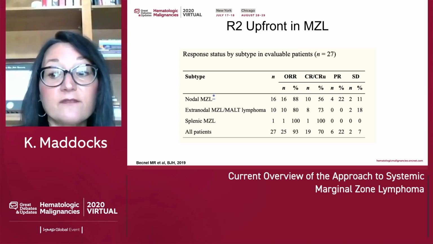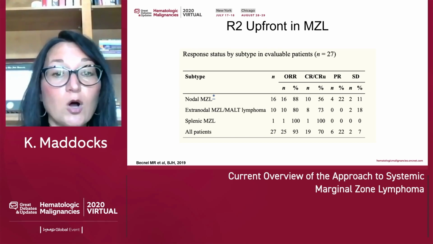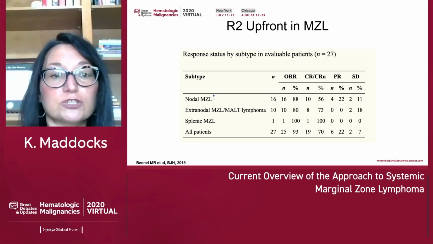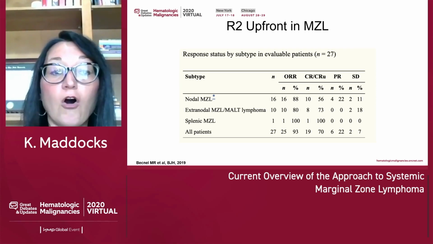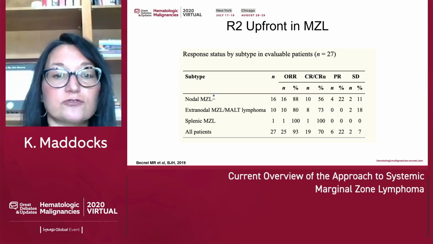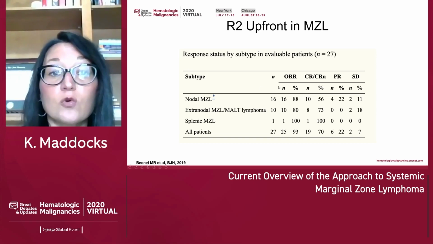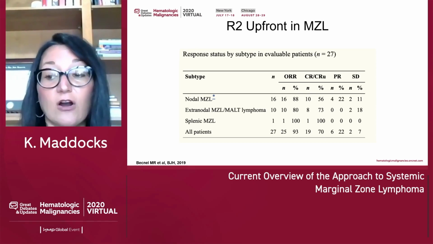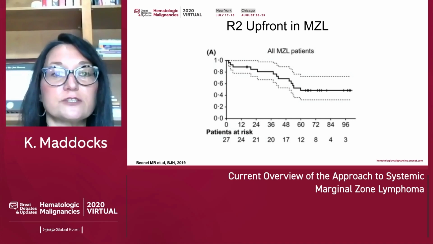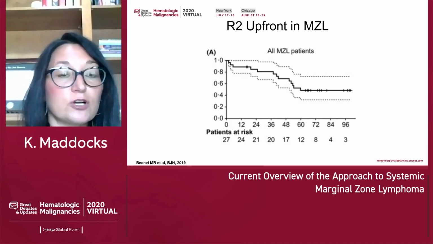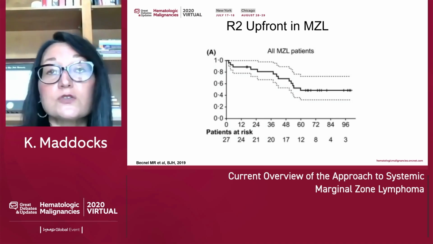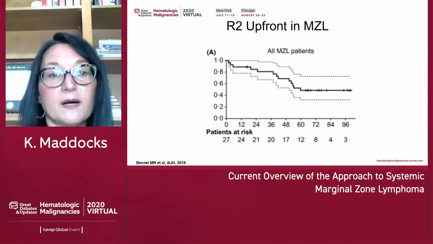Rituximab and lenalidomide has been evaluated in upfront marginal zone lymphoma. This was a small study of 27 patients with just marginal zone lymphoma. As you can see, this included all subtypes: nodal, splenic, and extranodal marginal zone lymphoma. This showed rituximab lenalidomide to have very high overall response rates, including a 93% overall response rate with a 70% CR. Looking at the progression-free survival, the median progression-free survival was 59.8 months, so really comparable to what is seen with bendamustine rituximab. Again, this was a small population study.